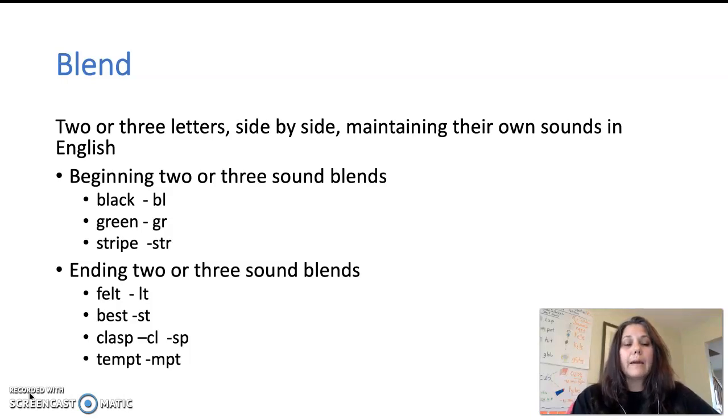Now when we say mpt by itself, we don't really hear it when we say the word tempt. That p sound gets kind of smushed in there. And these are really hard for kids to read and spell because they don't always feel or hear the sounds. So we have to be really careful when we're teaching them to our students.